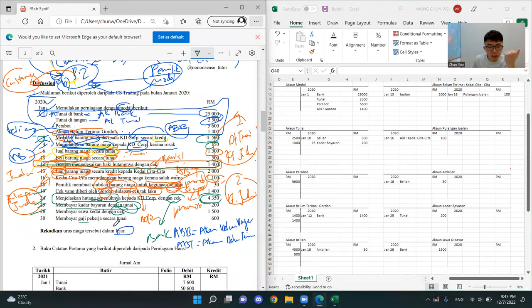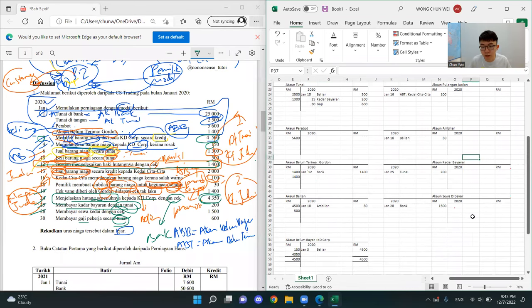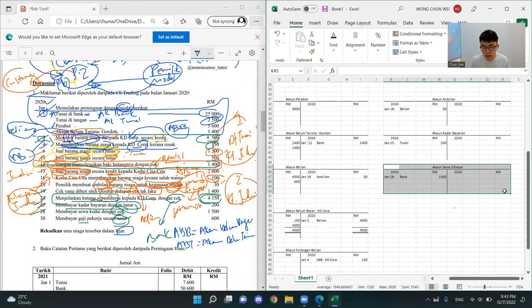You bayar gaji secara tunai. Therefore, you bayar money keluar. Keluar means credit. So under account tunai here, because it's a chart tunai, therefore under account tunai, I credit on 30th. Untuk apa? Gaji, right? So in the book, you write gaji. And then here you write 600. So when I credit account tunai, I must what? Debit gaji. So you buka another account called gaji.